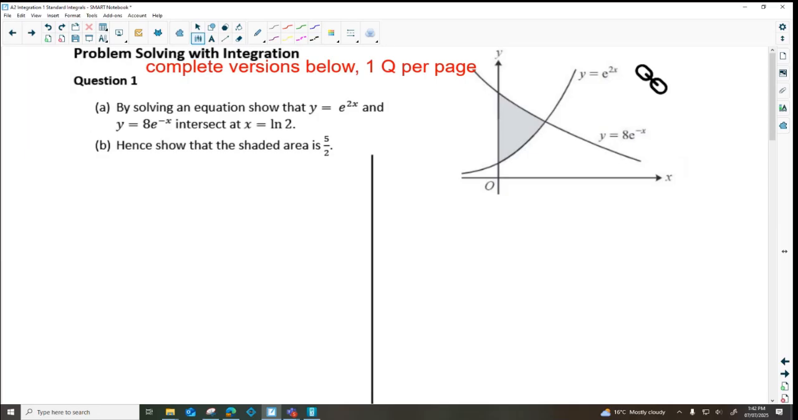Okay, so question 1 we'll talk about first of all. It says, by solving an equation, show that the curves y equals e to the 2x and y equals 8e to the minus x intersect at x equals ln 2. That's the x coordinate of the intersection of these two graphs. And hence show that the shaded area shown on this graph is 5 over 2. Pause the video, have a go, then check your answers.